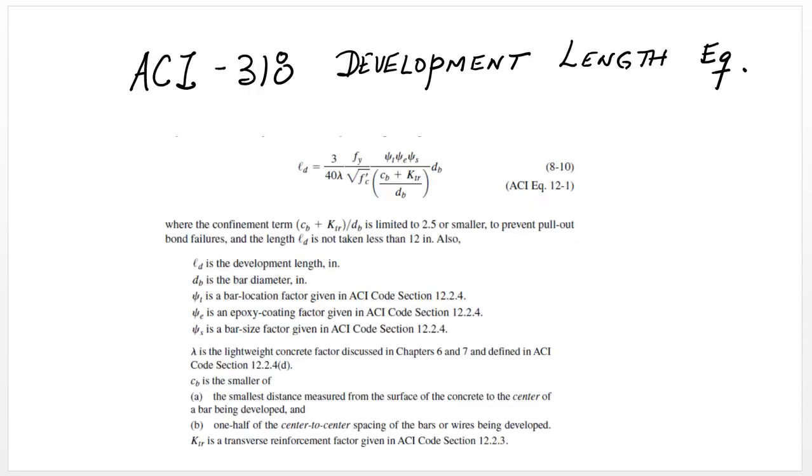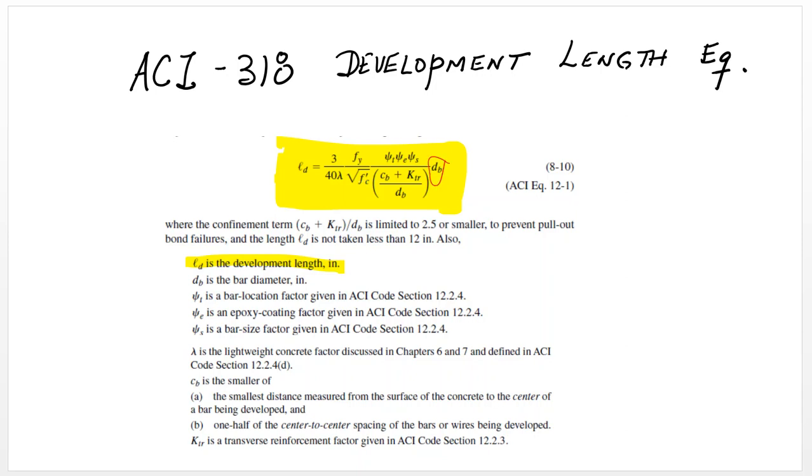The basic formula that ACI presents in order to compute the development length is shown right here. And that formula depends on several factors, and this has been studied for many years, since the late 1970s. So LD is the development length, and this is measured in inches. That clearly depends on the diameter of the rebar, right? That's shown right here.